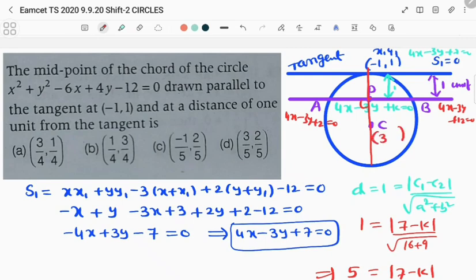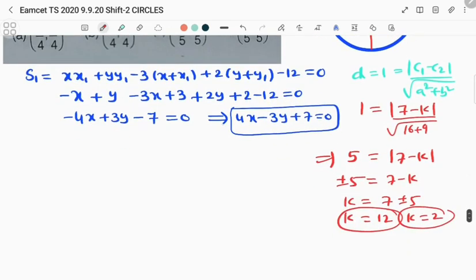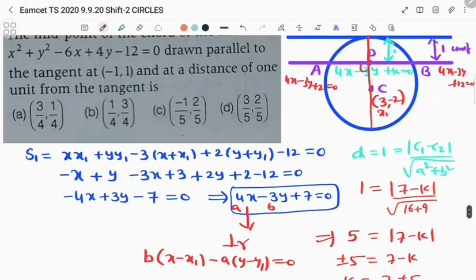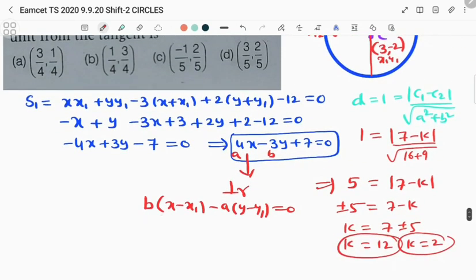Center of the circle is what? 3 comma minus 2. So for this perpendicular line, this is a value, this is b value. Perpendicular line is b into x minus x1 minus a into y minus y1 equal to 0. And passing through x1, y1 means what? Center only. So b value minus 3 into x minus x1 value 3, minus a value 4, y minus of minus 2.